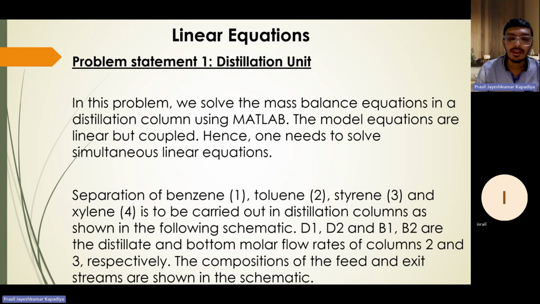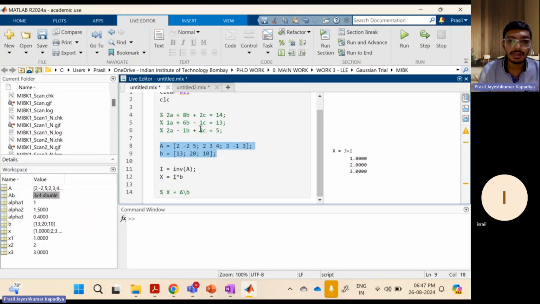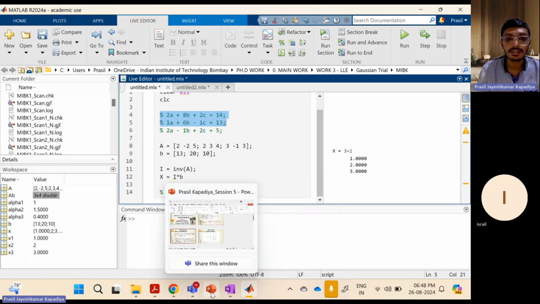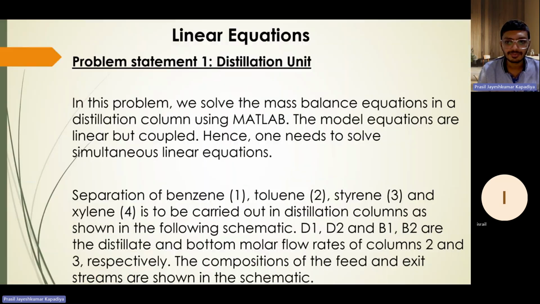In this problem, we solve the mass balance equations in a distillation column using MATLAB. The model equations are linear but coupled, so those are interconnected. Hence, one needs to solve simultaneous linear equations. Here, this was one independent equation, but these two equations were coupled. So we need to solve these two equations simultaneously. So these are called simultaneous linear equations.